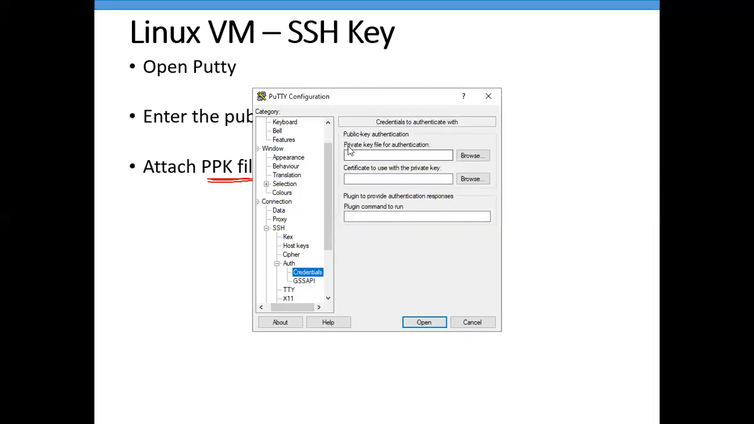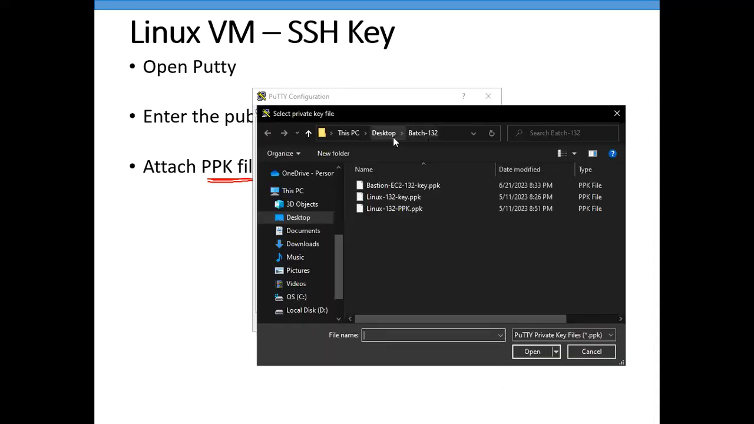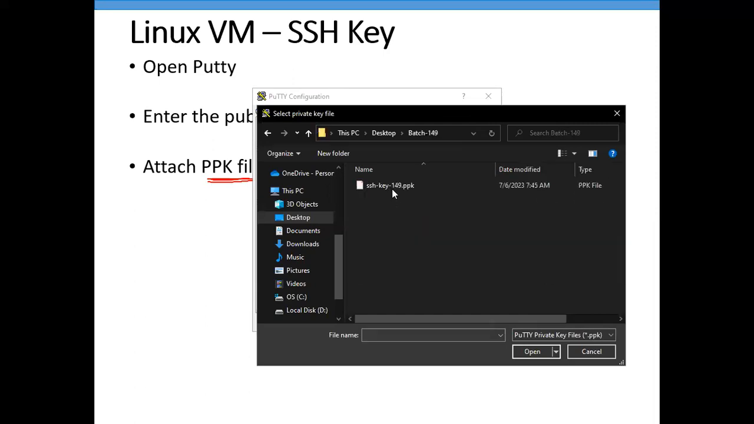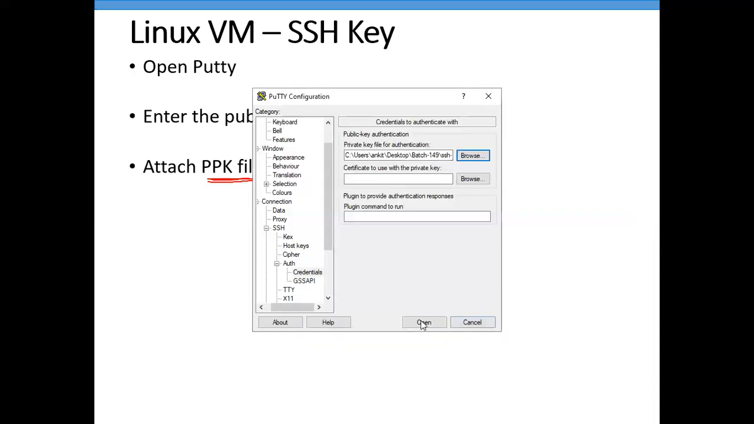When I click on credentials, the first option which we are getting here, we need to select our PPK file. Browse. This is batch 132. I'm switching it to batch 149. And here we are able to see our PPK file. Click on open. Click on open. Click on accept.